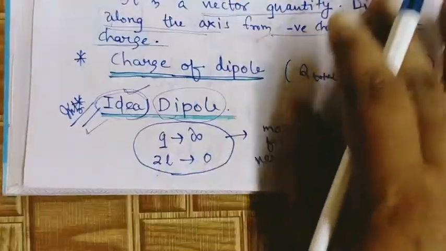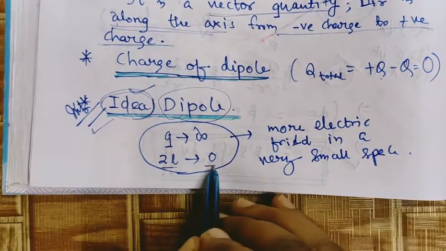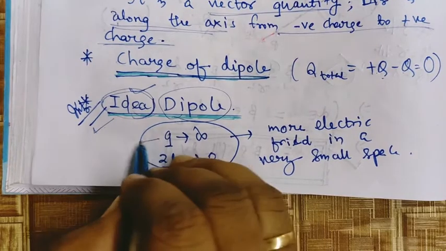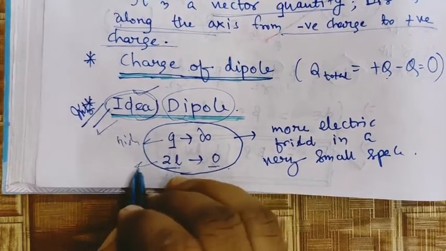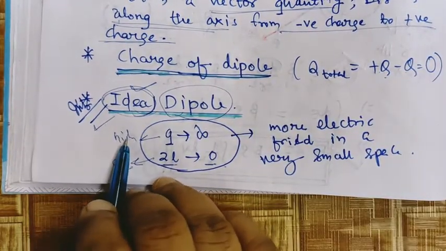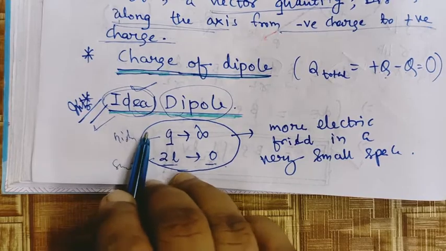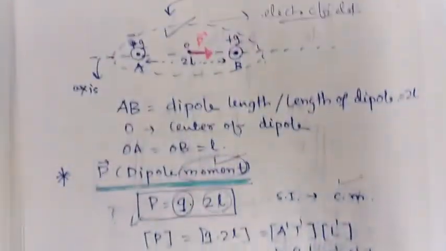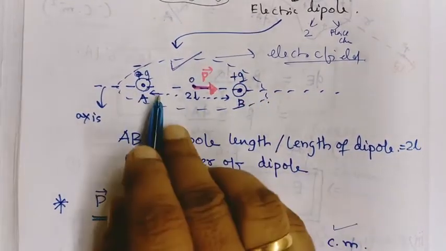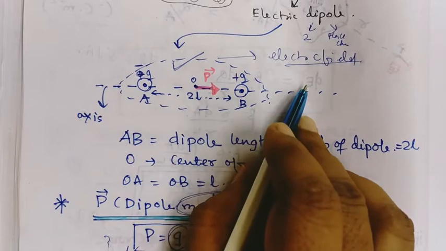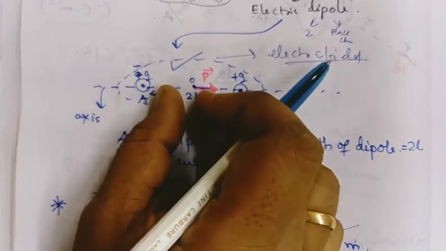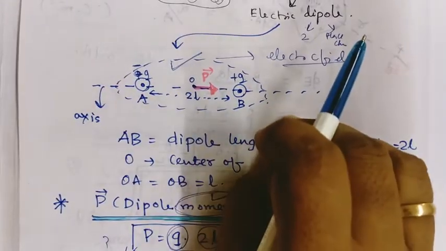Then another point you mark: 2l tends to 0, that means very small. Charge should be very high and dipole length should be very small. You already know why the charge is high: if charge is high, the electric field will be more. If the dipole length is so small, that means within a small space we get a larger field. So the characteristic of an ideal dipole is that space should be very small and field strength very high.